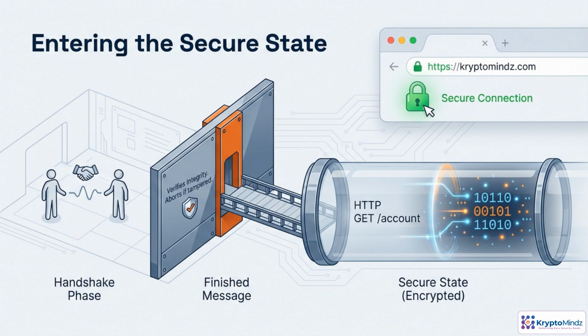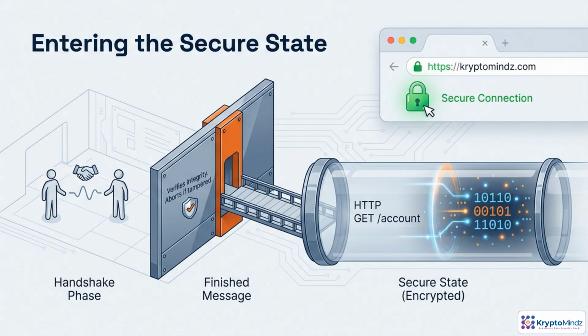After the TLS handshake completes, the connection moves into what we call the secure state. At this point, both sides have agreed on which algorithms to use, verified identity using certificates, and derived shared session keys. The final handshake messages are integrity protected, so if an attacker tampers with anything, the connection is aborted, instead of silently accepting bad parameters.